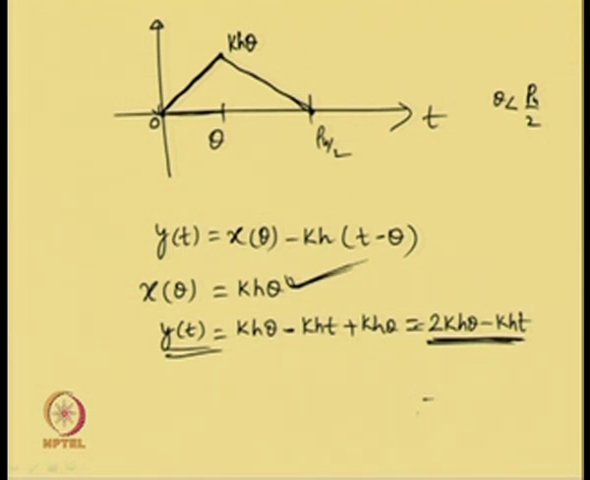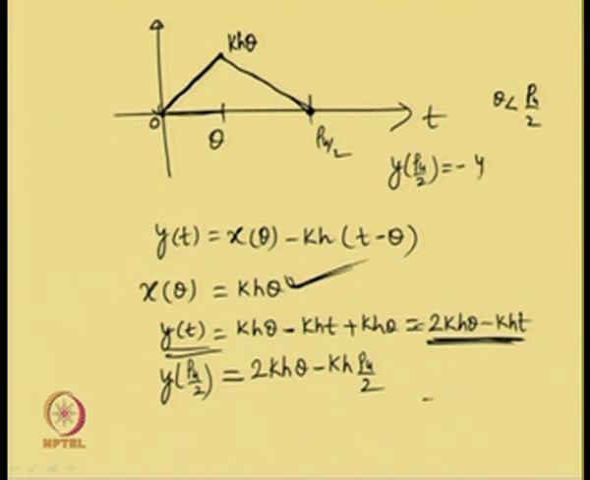Then I can write the expression for the output at time t equal to Pu by 2 h: y(Pu/2) is equal to 2 k h theta minus k h Pu by 2, and at time Pu by 2, what is the output? y(Pu/2) must be equal to minus y(0).